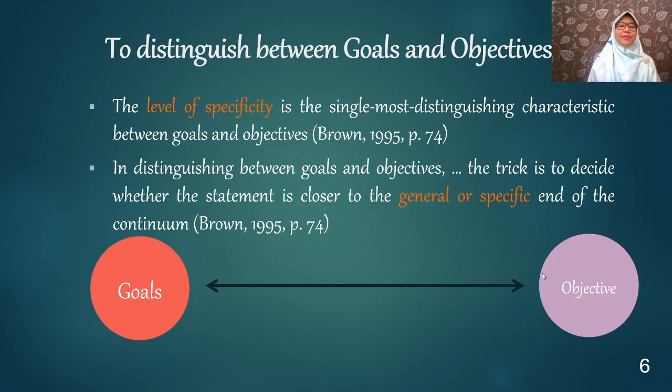In the figure, we can see here on the left side there are the goals, and on the right side there are the objectives. When we have a statement which is closer to the goals, it means that it is categorized as a goal. And when we have a statement that is closer to the specific one, we can call it an objective.